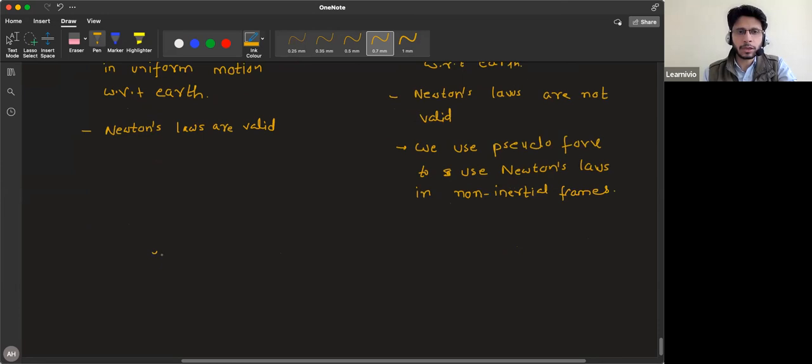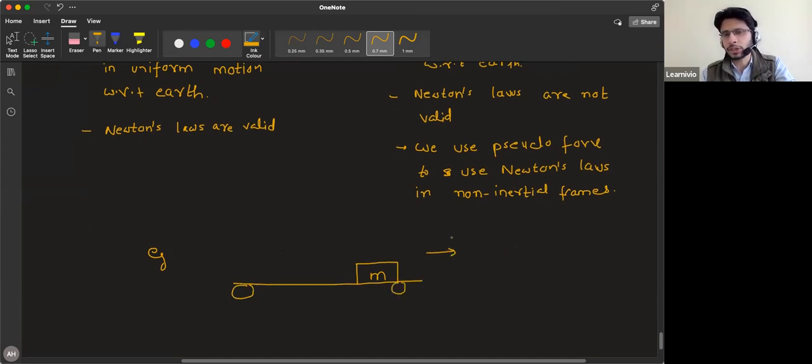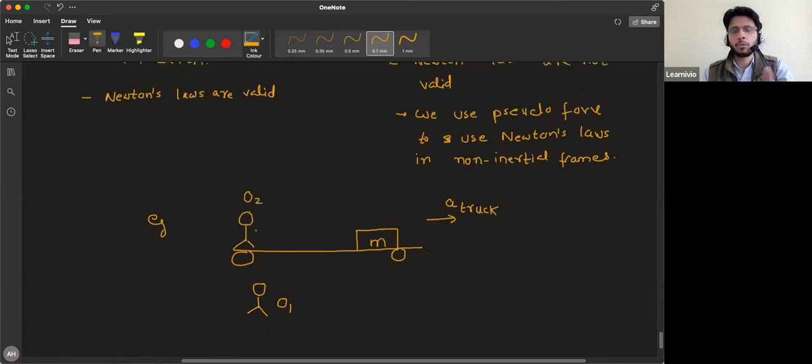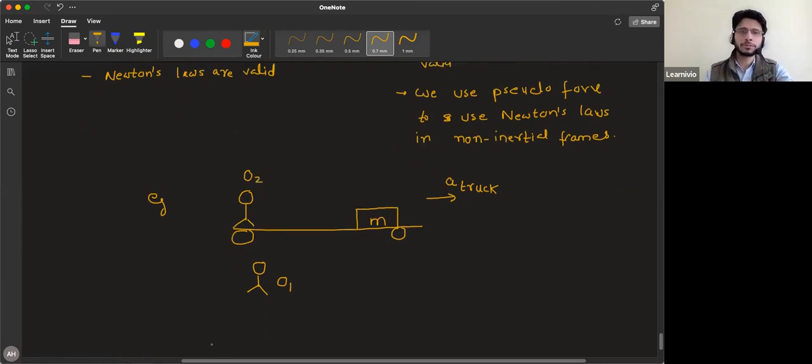So I'm giving you an example, and in this example, I'm showing you two observers. Just tell me which observer is in inertial frame and which observer is in non-inertial. This is a block. This block is placed on some truck, and the truck is accelerating in this direction. This is the acceleration of the truck. You have two observers. This is observer one, and this is observer two here. This is ground. Marita, which observer is in inertial frame?